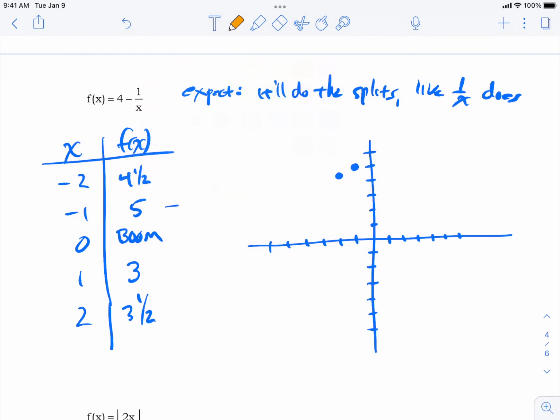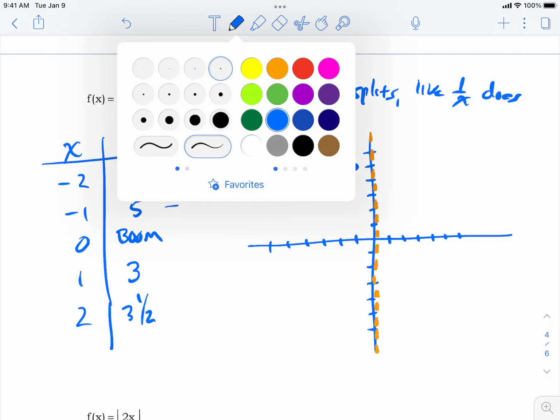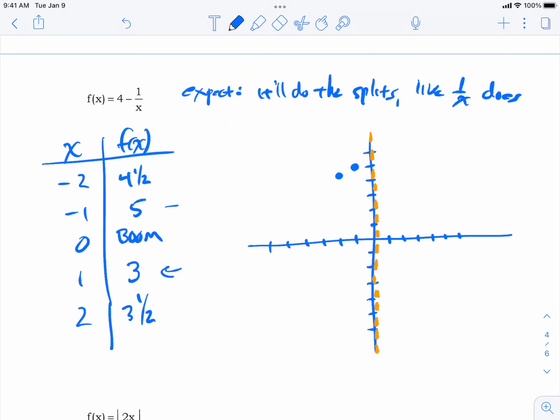I'm going to put the boom in a different color just so it shows up nice. Asymptote. All of a sudden I got Despicable Me in my mind. Asymptote. Knocked over. Anyway. When x is 1, y is 3. That would be right about here. Okay, cool. When x is 2, I'm at 3 1/2.